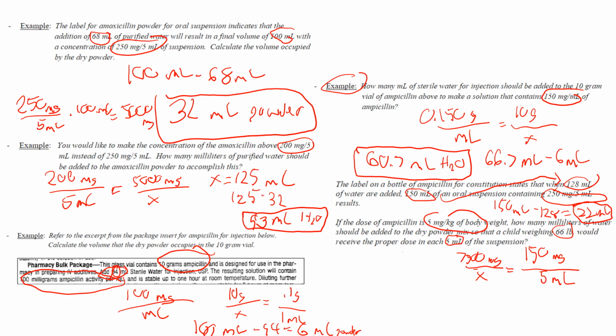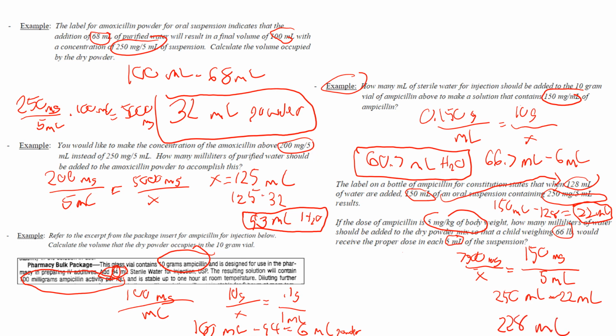So 7,500 times 5 divided by 150. That leaves us with 250 milliliters added to the solution, but we do need to take away the mass of the powder, or the volume of the powder, so minus 22 milliliters of powder. And we get that 228 milliliters should be added.